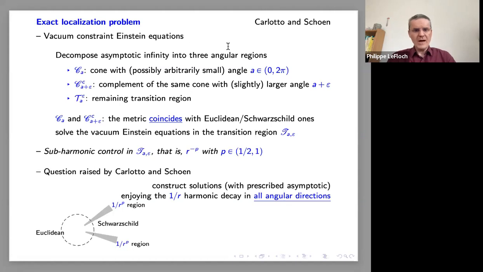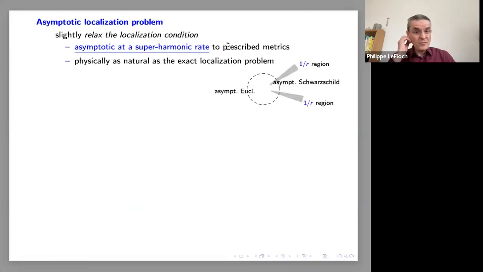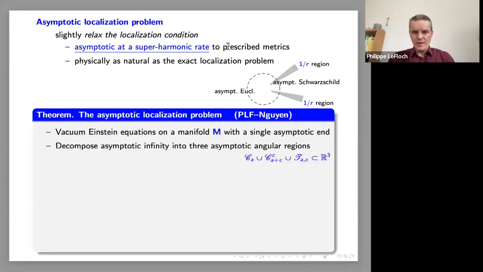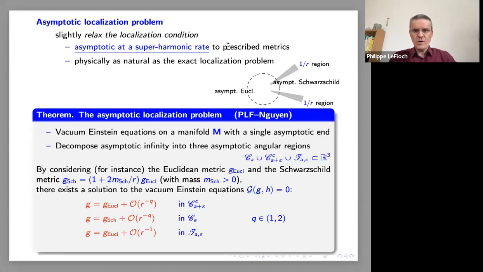And the picture that I had 3 years ago was this one, where now I built a solution that is going to be asymptotically Euclidean instead of being exactly Euclidean, but it will be asymptotically Euclidean with a very high rate. So maybe I just show you the statement which is below.